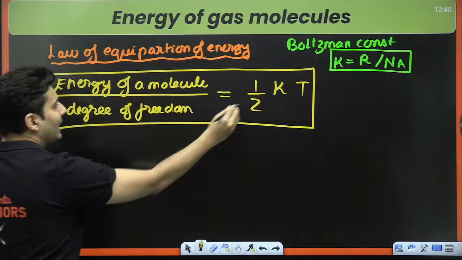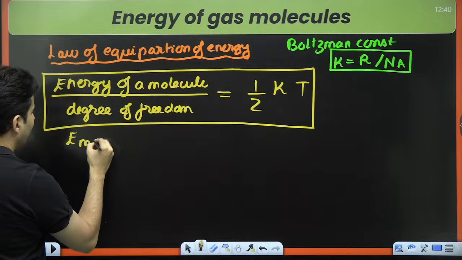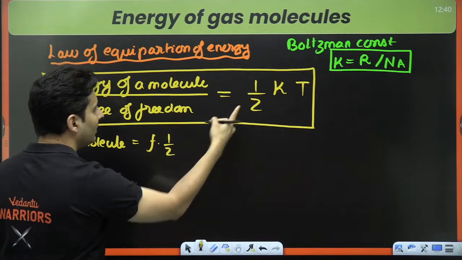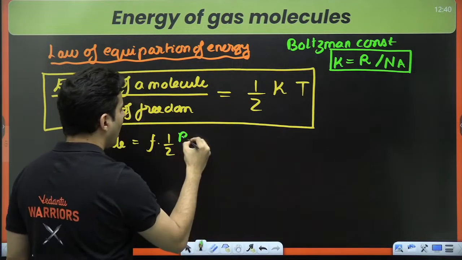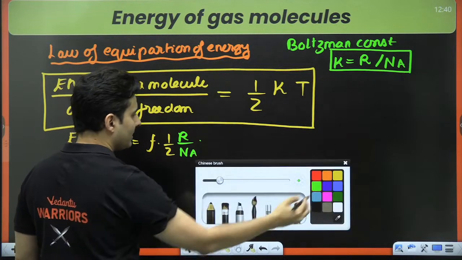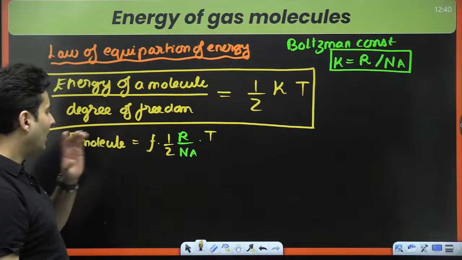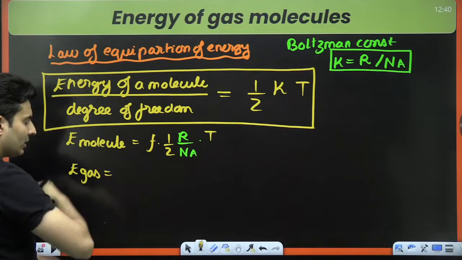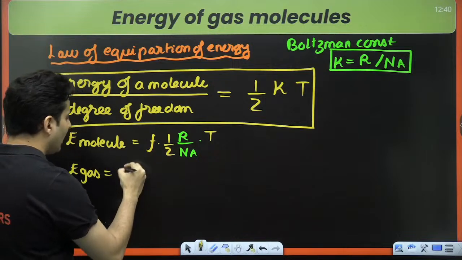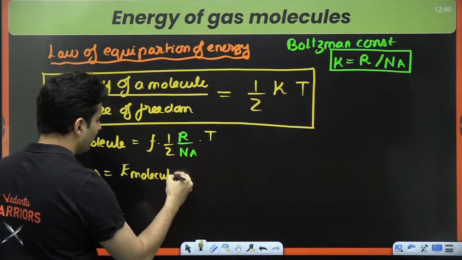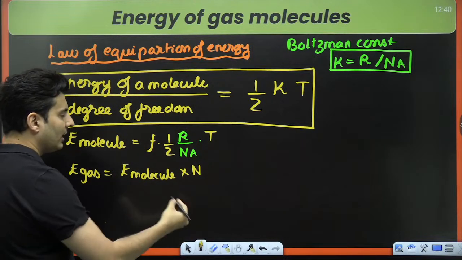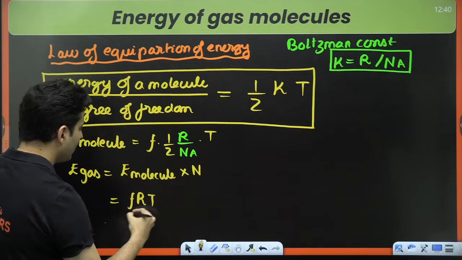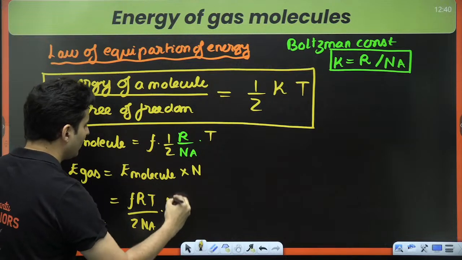So think about this. If I take it on the other side, the energy of a molecule will be degrees of freedom into half into, instead of k, I will put R divided by Na, into basically your temperature. Now what do I do next? This is energy of a molecule. So the energy of the total gas will be energy of each molecule into the number of molecules, correct? What is the energy of each molecule? It is FRT by 2Na into number of molecules N.